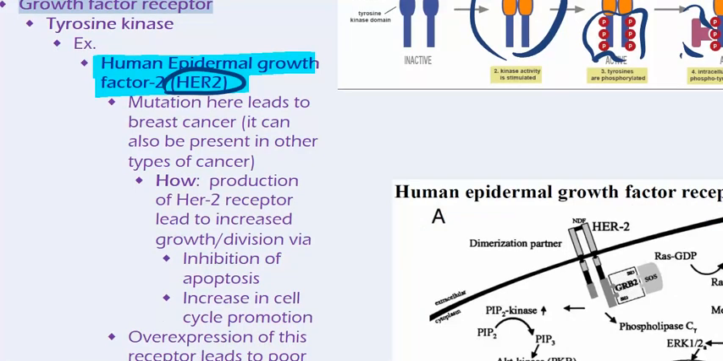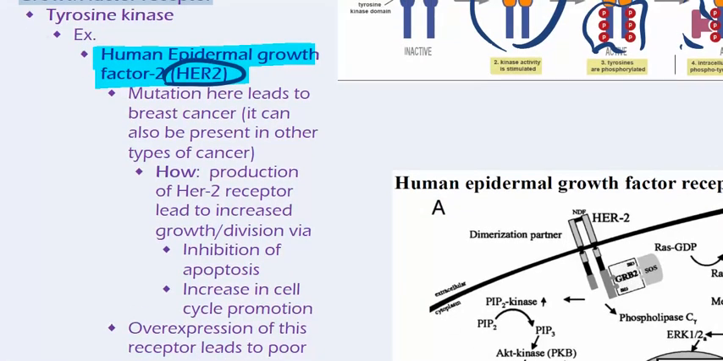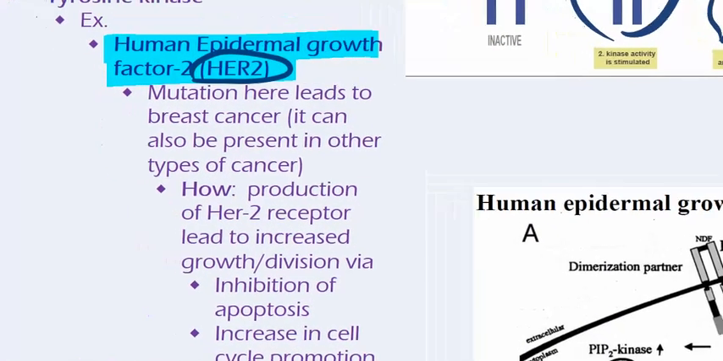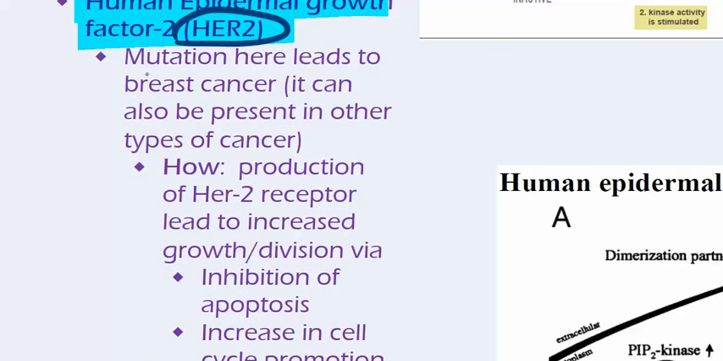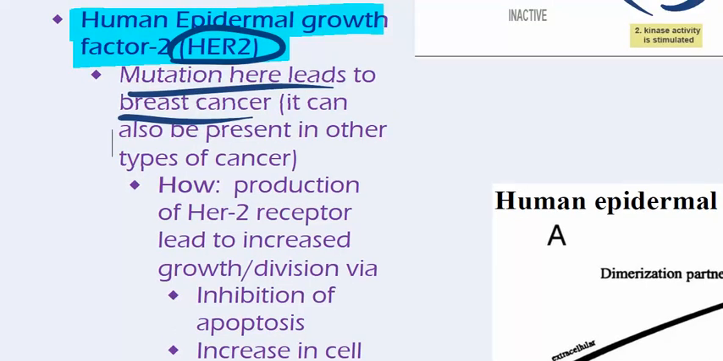Now when we're specifically looking at HER2, HER2 generally leads to breast cancer. This mutation, you generally see it in breast cancer. Basically you would have an overproduction of HER2, which makes sense: if you have a whole bunch of those receptors, then even a little bit of growth factor present will make it very easy to bind onto the cell and stimulate proliferation.